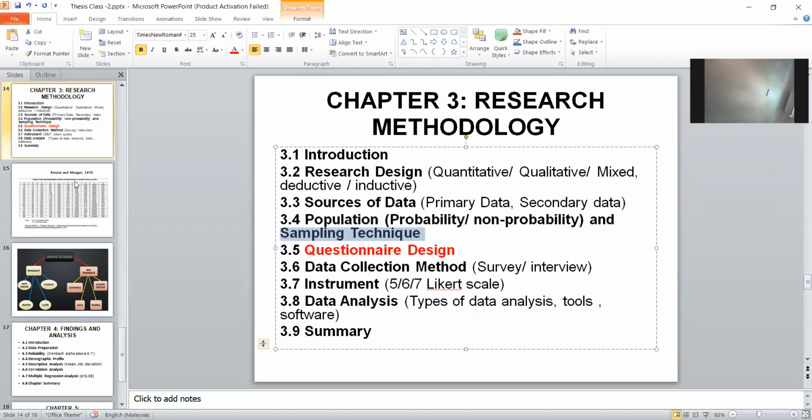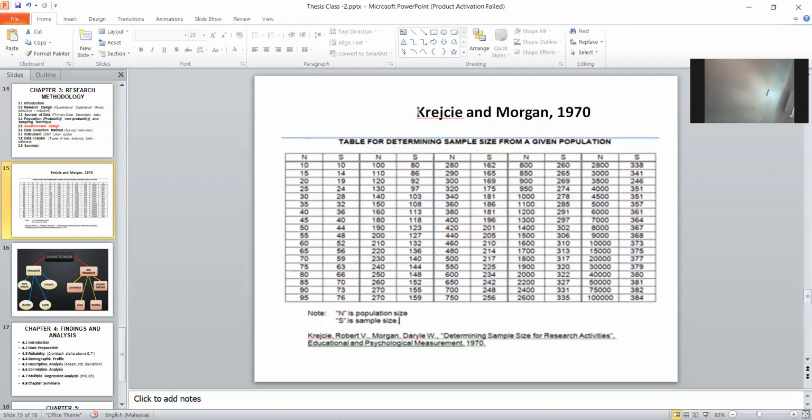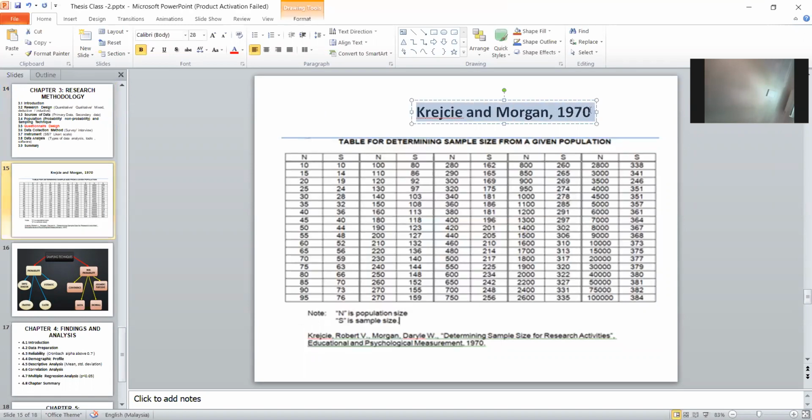Your population number will give you the idea of how much data you have to collect. There is a table I'm sharing. This is called the Krejcie and Morgan table, 1970. Okay, you just search this in Google, and you can find this table as an image.